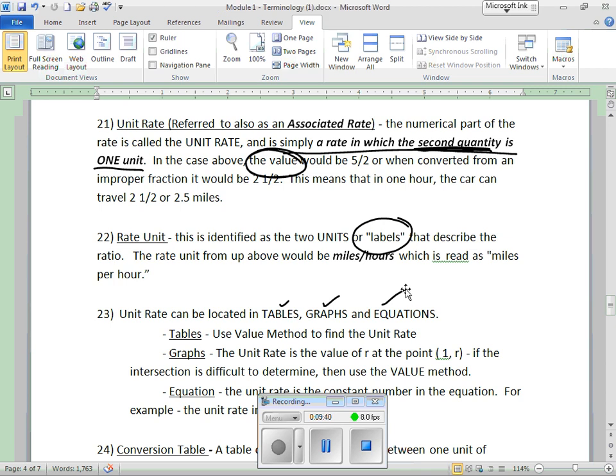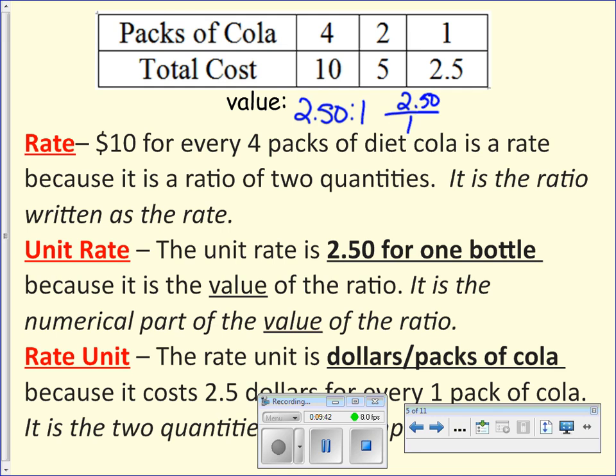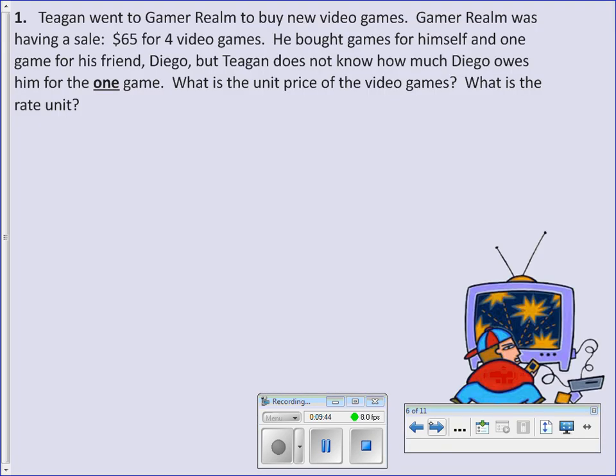Okay, so let's flip back to our notes. And let's practice number 1 in our notes. So Tegan went to Gamer Realm to buy new video games. Gamer Realm was having a sale. $65 for 4 video games.